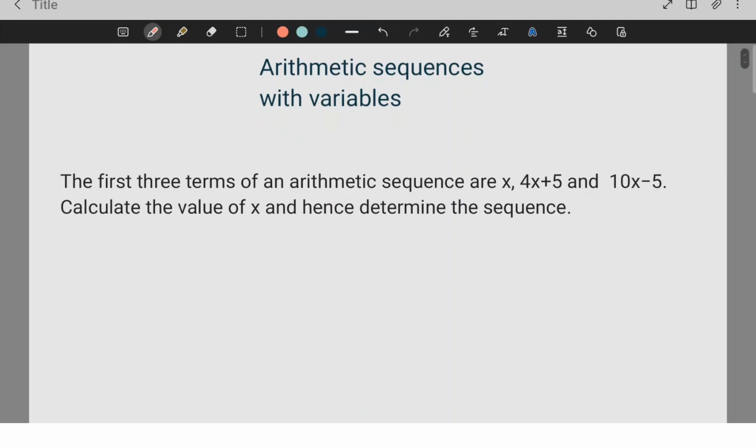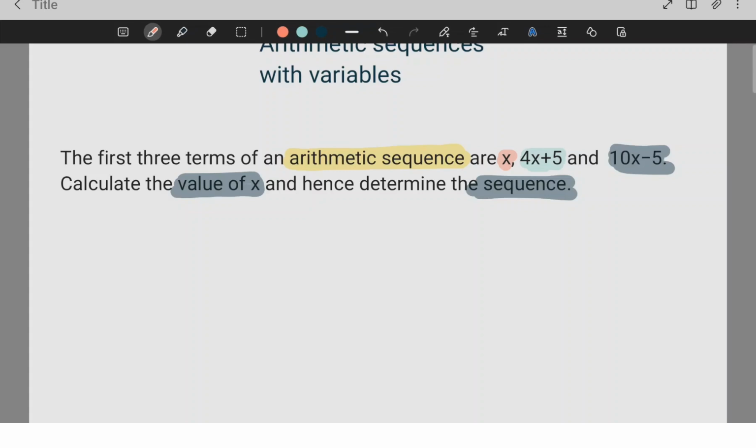Our example says the first three terms of an arithmetic sequence. So they tell you that it's a linear number pattern, which means there is a constant difference. The first term is x. The second term is 4x plus 5. And the third term is 10x minus 5. We have to calculate the value of x. So let's start.